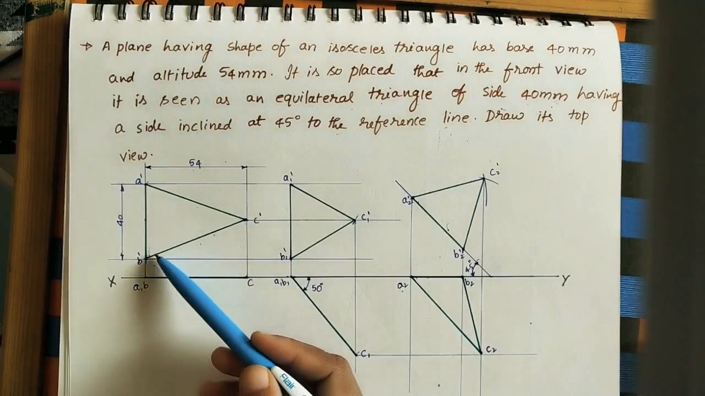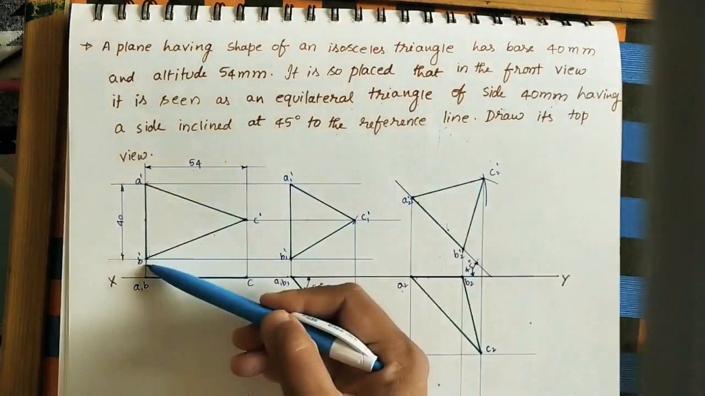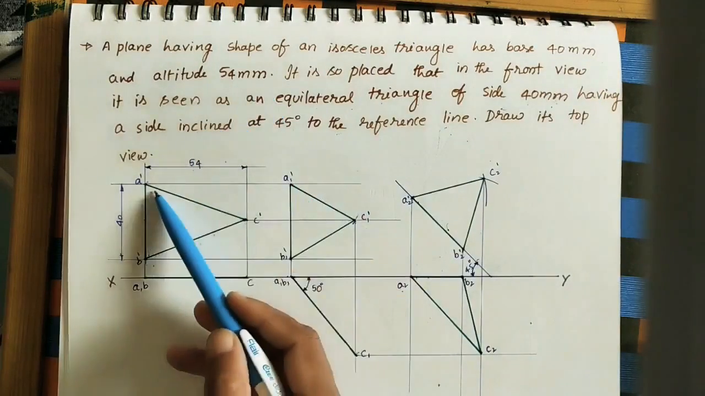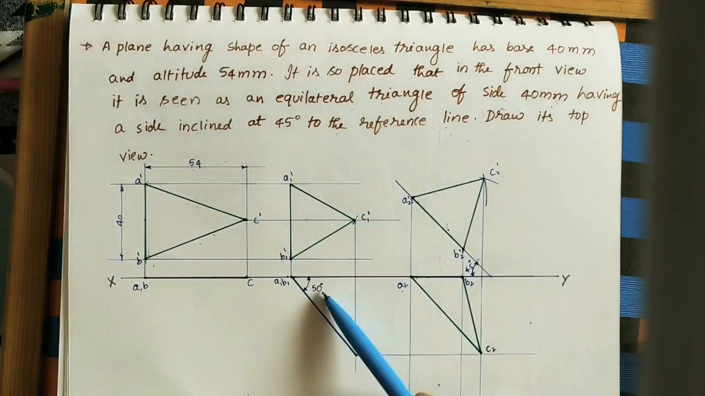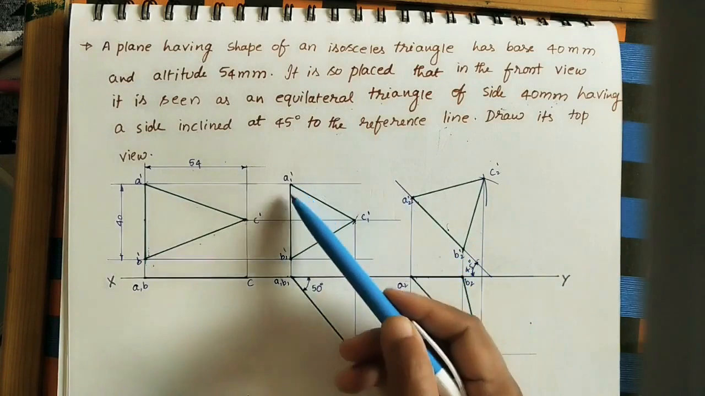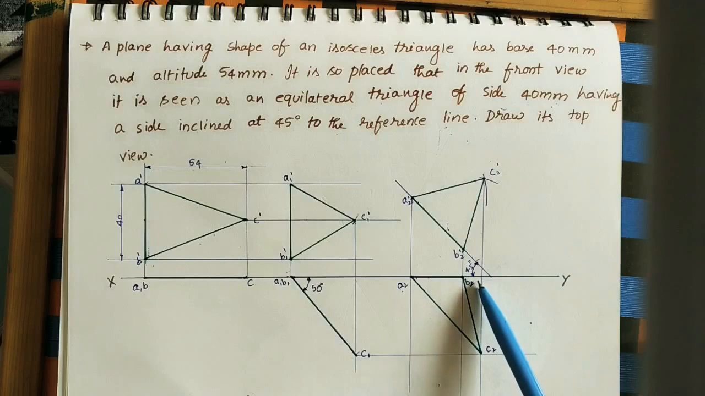Here mark the given dimensions. For the isosceles triangle, base is 40 mm and altitude is 54. Here we have to find the angle, how much angle the plane is making. Here this side is making 45 degrees. So this angle has been given here, mark that angle also. Okay, this is the method of doing the projections of the given isosceles triangle.